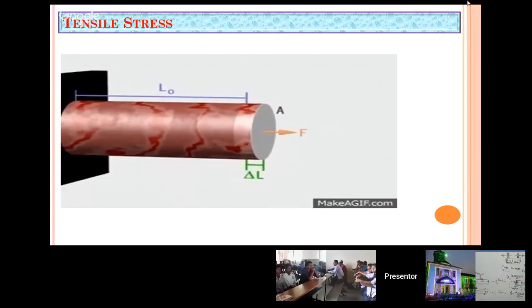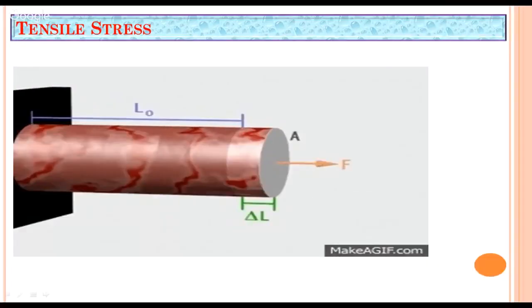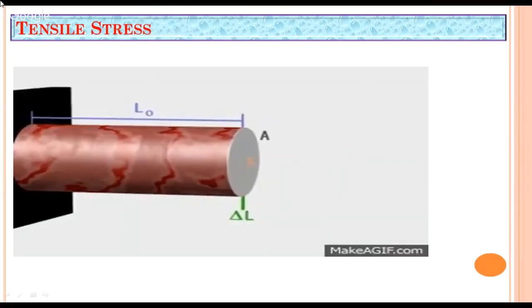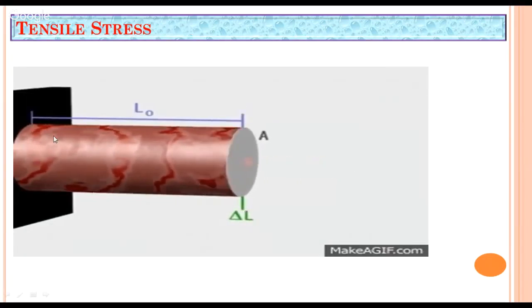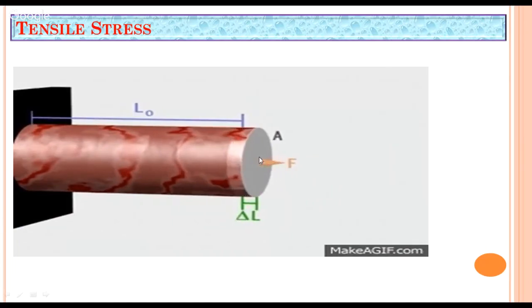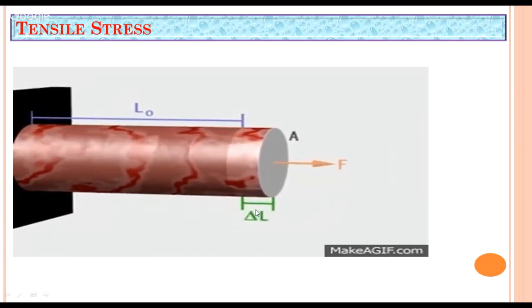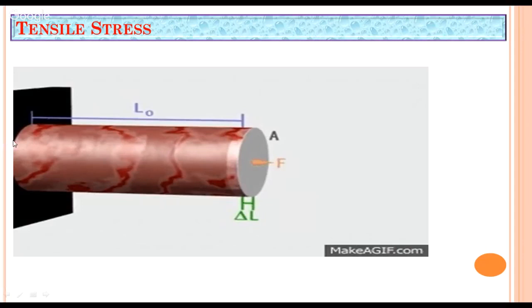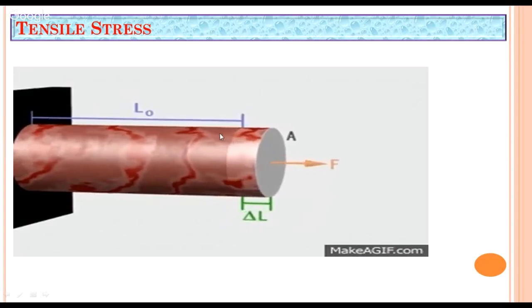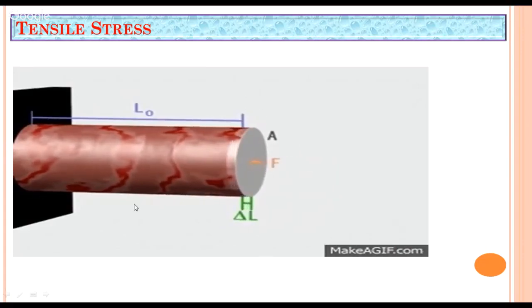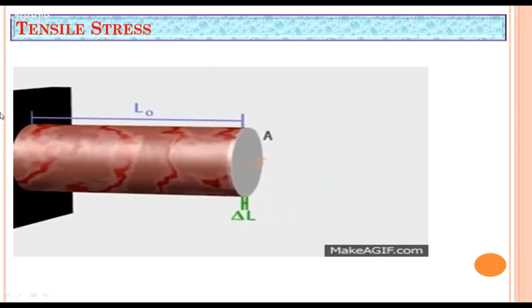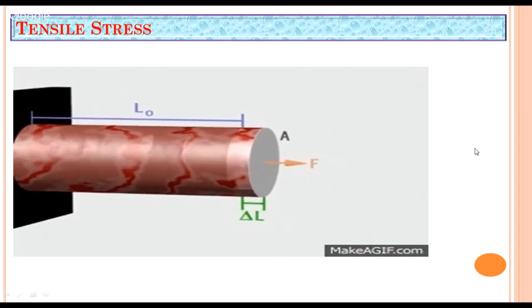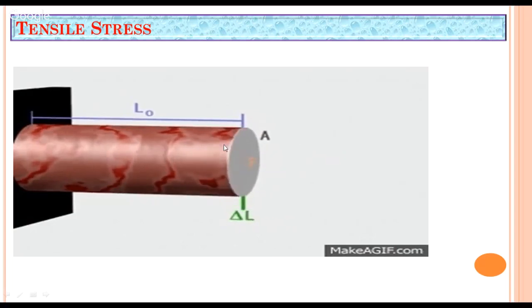Here we can see, due to the action of this tensile load which is moving away from this particular rod, it tends to increase its length by means of delta L. Okay, so this is the original length of the member and then the extension. The ratio of this change in length due to the action of this force F to its original length will give you the induced tensile strain.